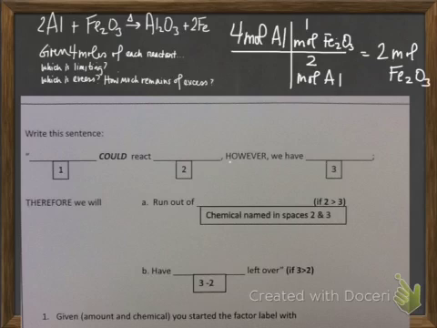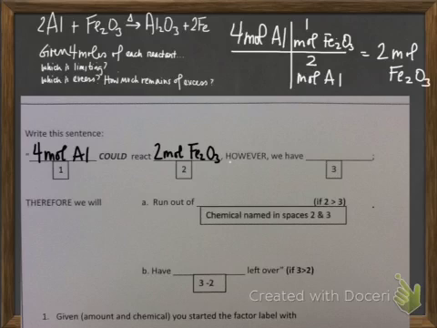So, that first blank is whatever chemical, the amount and the chemical that you started the factor label with. In our case, we're going to put in 4 moles of aluminum because that's what we started our factor label with. Number 2, and it's cut off on the screen, but it's on your sheet, is the answer for the factor label, the amount and the chemical that you got as an answer. So for us, we're going to say 2 moles Fe2O3.